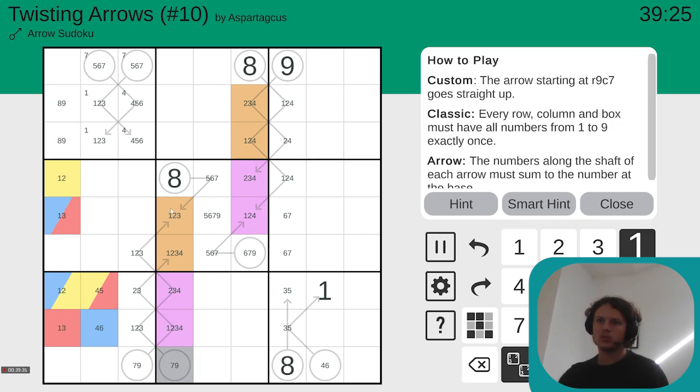Right, given there has to be a 5 and a 6 up here. That doesn't really help.